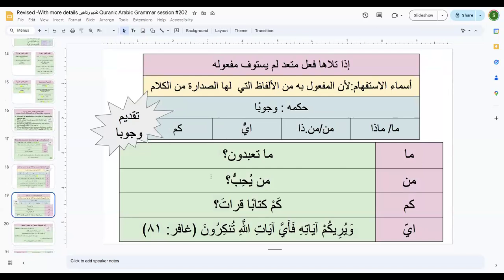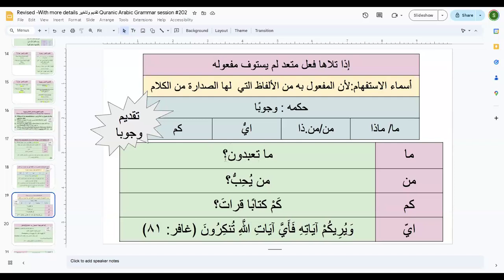So when you have ma ta'buduna in Quran, you have seen this. Ya'qub alayhi salam asking his sons ma ta'buduna. So ma is going to be maf'ul bihi muqaddam. Ta'buduna is going to be fi'l wal fa'il wawul jama'a.